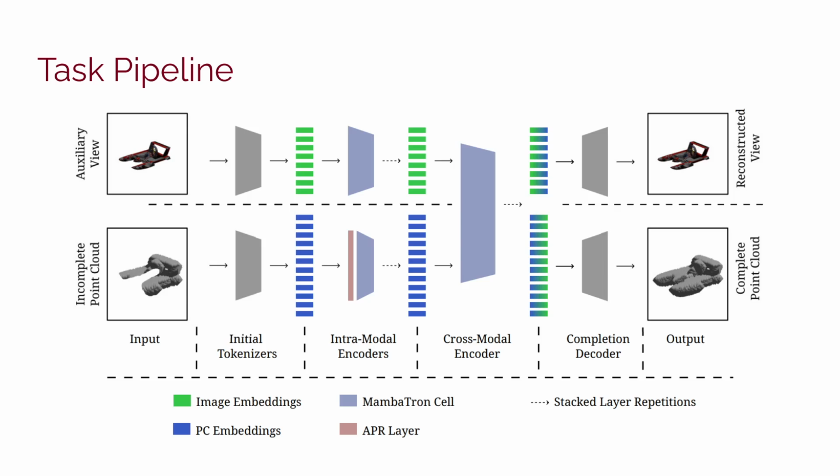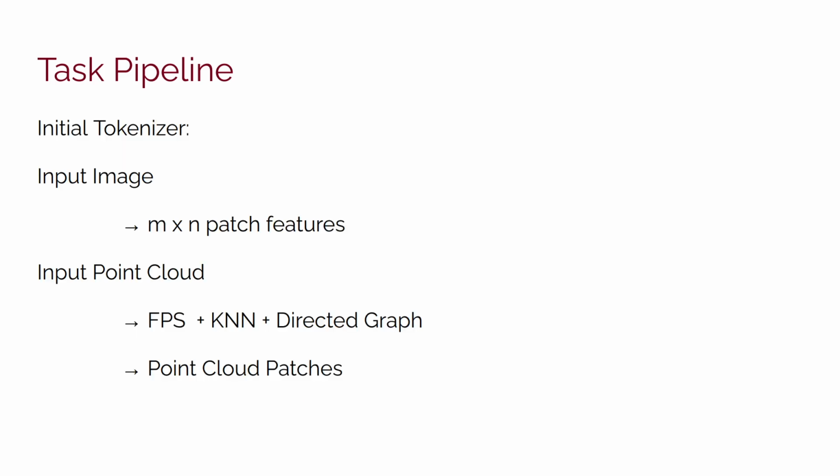So we'll talk about the task pipeline. We have something called an initial tokenizer, and then we have intramodal encoders, a cross-modal encoder, and a completion decoder. The MambaTron cells are only employed in the intramodal encoders, which operate on only one modality, and the cross-modal encoder, which operates on all of them. So a few things about the initial tokenizer. The input image is divided into M cross N patch features and is processed using something similar to a vision transformer, or even a convolution operation is good enough.